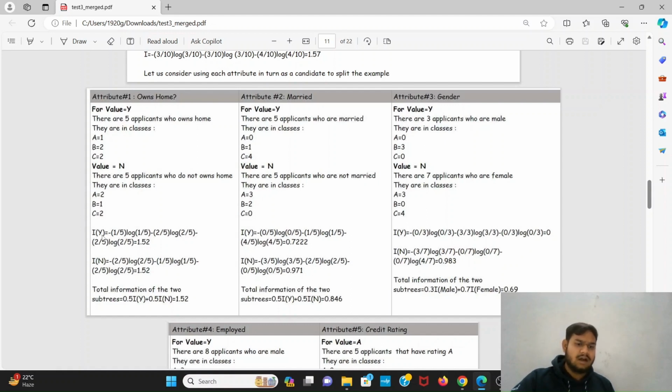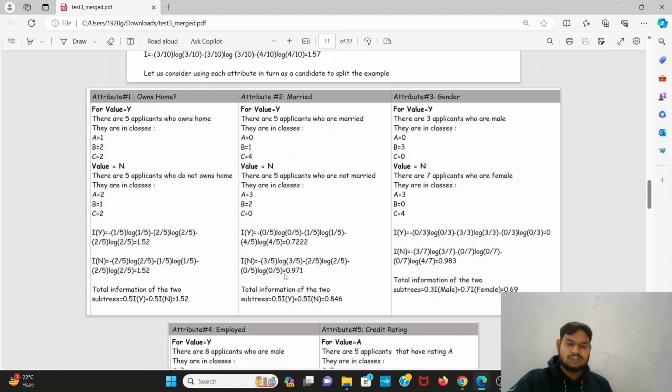I of Y, the entropy of Y, equals minus 1/5 log 2 and so on, whose value after calculation is 1.52, and the entropy of N is 1.52. Total information of the two subtrees equals 0.5 I of Y plus 0.5 I of N, which equals 1.52. Taking the next attribute, merit: for value Y, there are 5 applicants who are married, in classes A equals 0, B equals 1, C equals 4. For value N, there are 5 applicants who are not married, in classes A equals 3, B equals 2, C equals 0. Entropy of Y equals 0.7222.